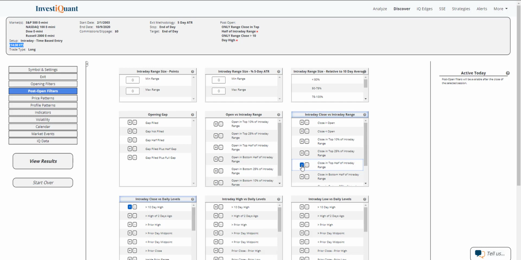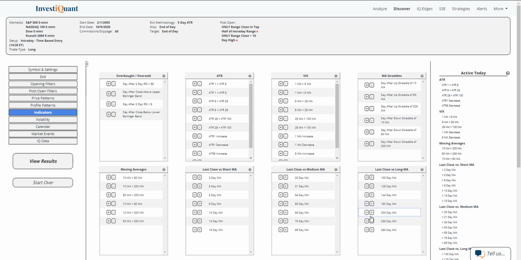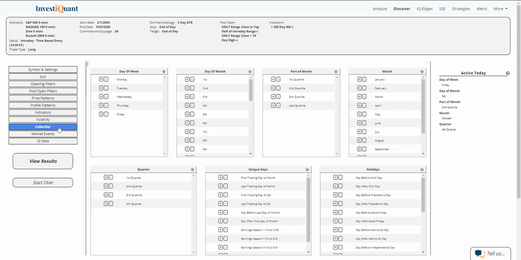Next, I'm going to go to indicators, and I'm simply going to add the 200-day moving average. And lastly, I'm going to go to the calendar section, and I'm going to say that today is Friday. So let me hit equals next to Friday, and then view results.